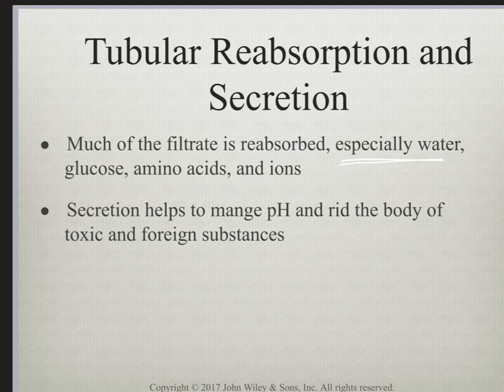As far as secretion is concerned, secretion is going to help manage the pH of urine, keeping it pretty acidic, and it's going to help rid the body of toxins and foreign substances, things like drug metabolites, etc.